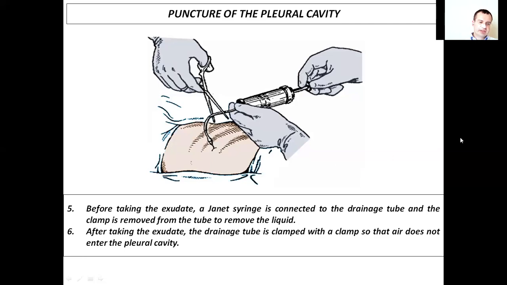Before taking the exudate, the Janet syringe is connected to the drainage tube and the clamp is removed from the tube to remove the liquid. After taking the exudate, the drainage tube is clamped with the clamp so that air does not enter the pleural cavity.